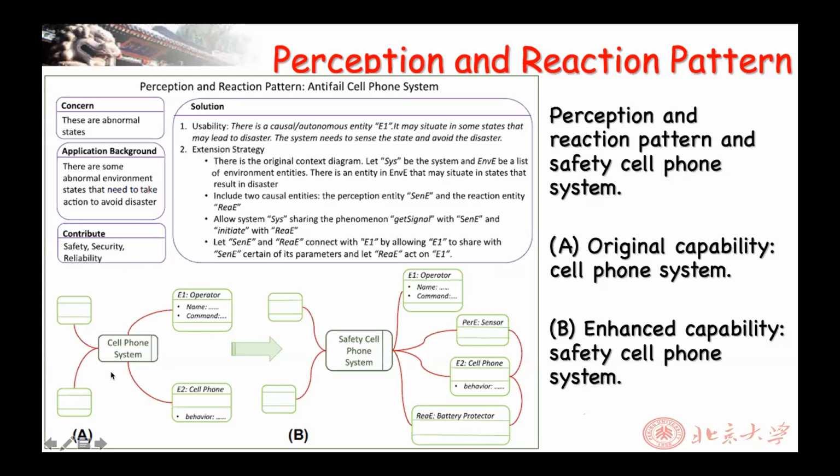So let's use an example to show the idea of this pattern. This is a problem of a cell phone system. There is an operator who has a cell phone, and through the system they operate the cell phone. But the cell phone system needs to detect the battery of the cell phone. If the cell phone is at a very low battery, you need to take action to save power so the cell phone can last longer. So that is the situation here.